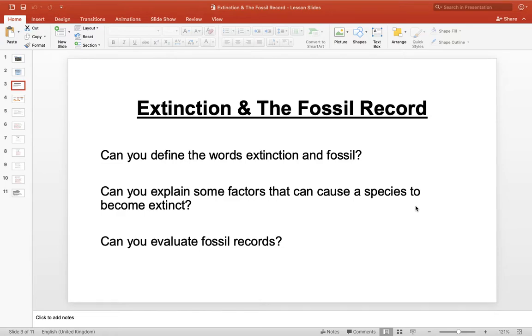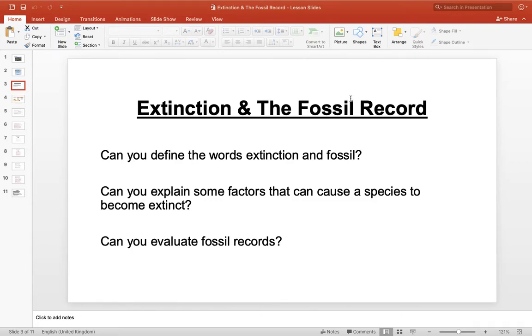In previous lessons, we've looked at evolution and natural selection, and we've also looked at the evidence for Darwin's theory of evolution by natural selection. In today's lesson, we're going to be looking at extinction and the fossil record. So inside your exercise books, you need to write the title, Extinction and the Fossil Record.